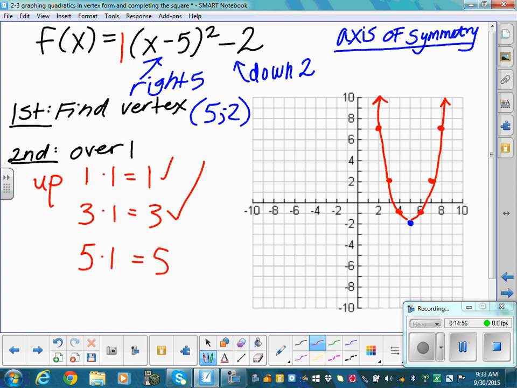Questions? Yeah. So you know it's right or left by the sign, right? Yeah. Remember, inside the parentheses is always our shift left and right, and you go the opposite. So if it's negative, you go to the right, and if it's plus 2, you go left. And then on the outside, we go with the sign. Does that make sense? Okay. Let's do another one.